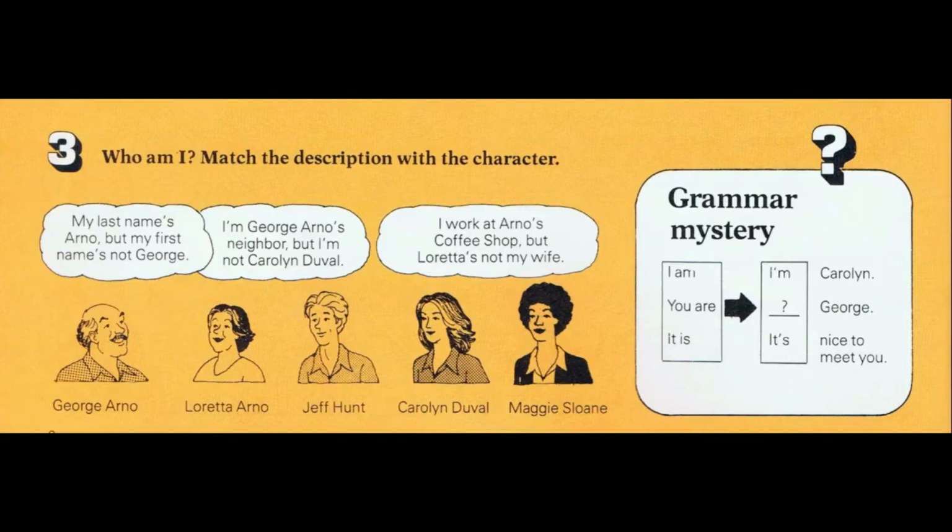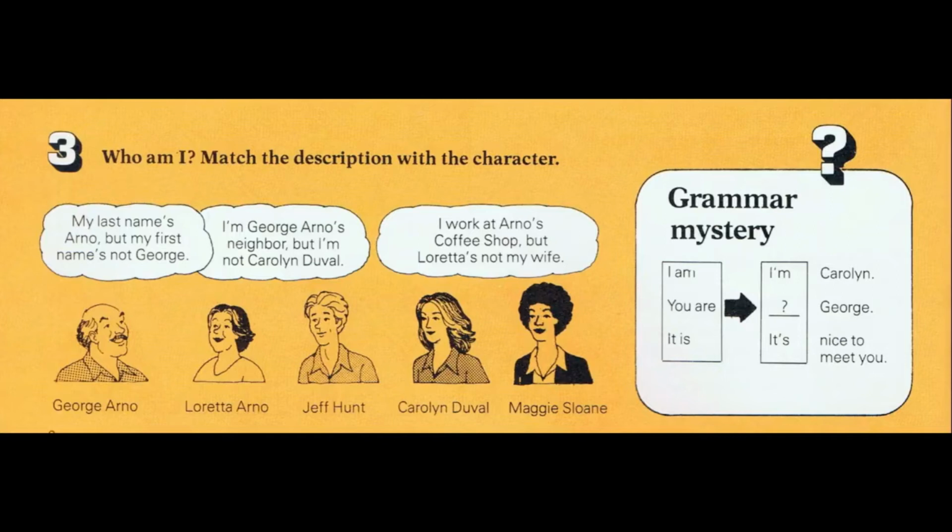Alright, let's read it. My last name's Arno, but my first name is not George. So, if it is not George, then it is Loretta Arno. We have only 2 Arnos. The second one. I am George Arno's neighbor, but I am not Carolyn Duvall.